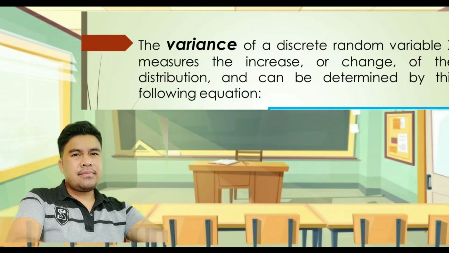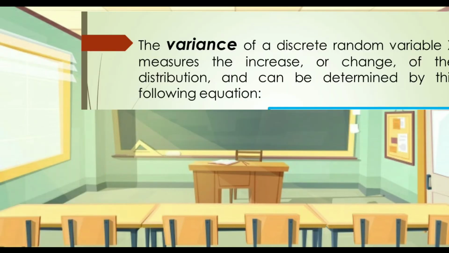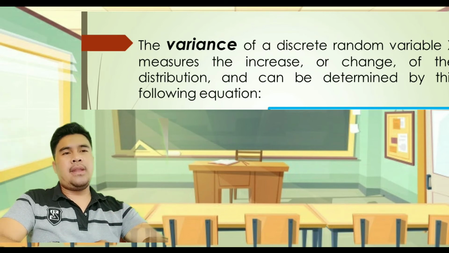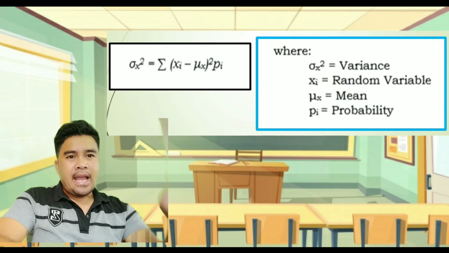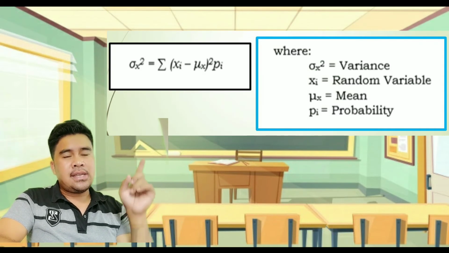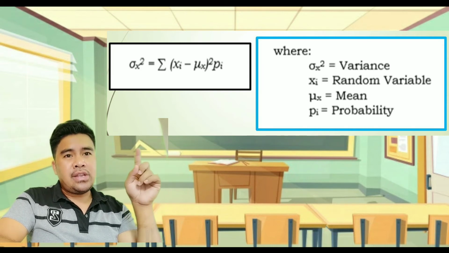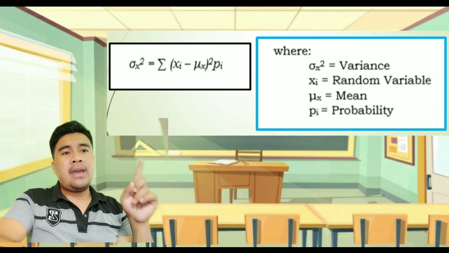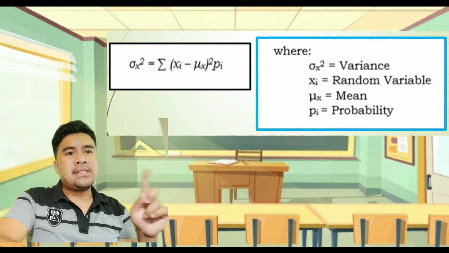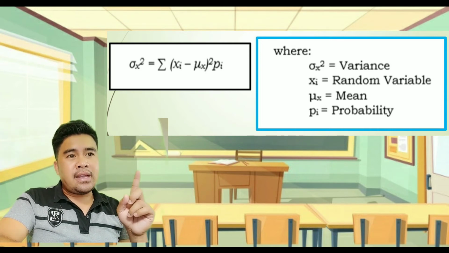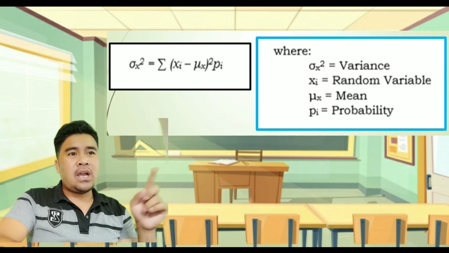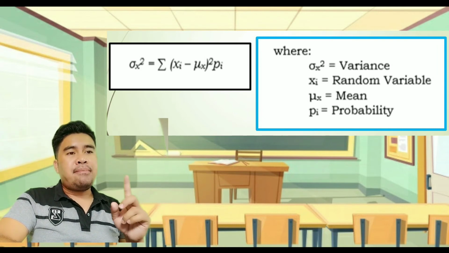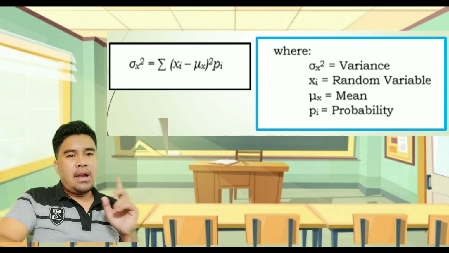Okay, so the next is the variance. The variance of a discrete random variable x measures the spread of the distribution and can be determined by this equation: sigma squared sub x equals the summation of the quantity x sub i minus mu sub x, squared, times p sub i, where sigma squared sub x is our variance, x sub i is our random variable, mu sub x is our mean, and p sub i is our probability.